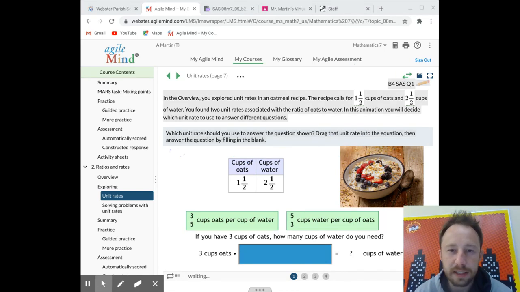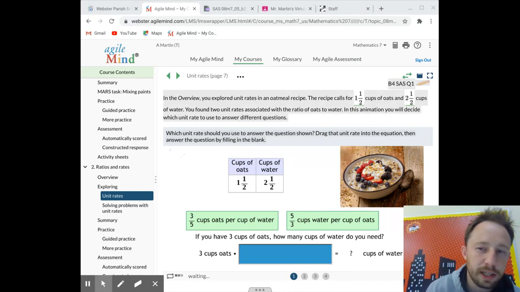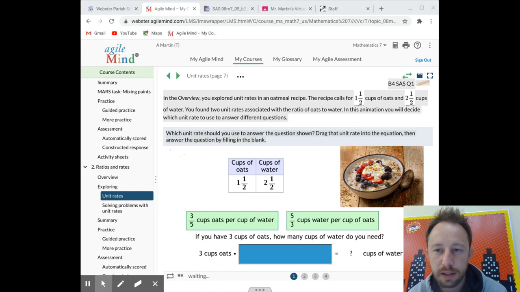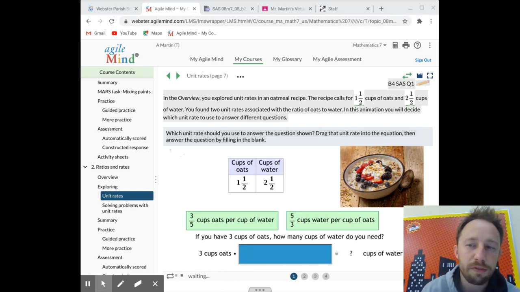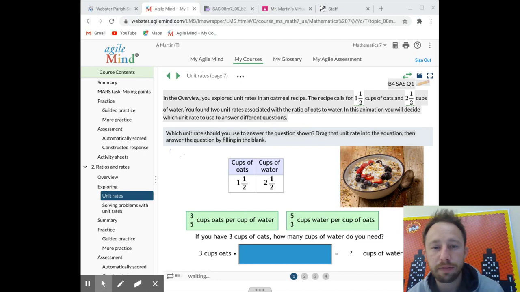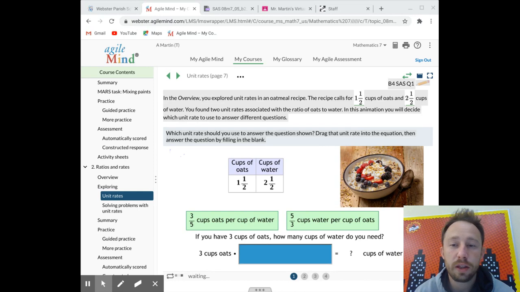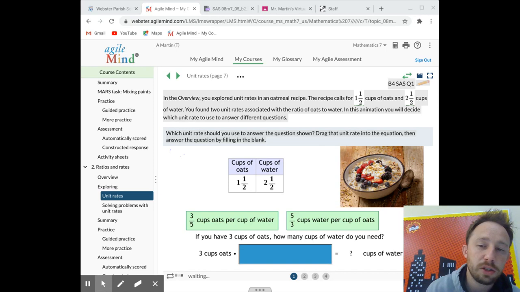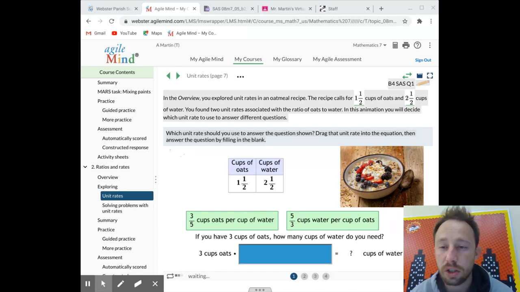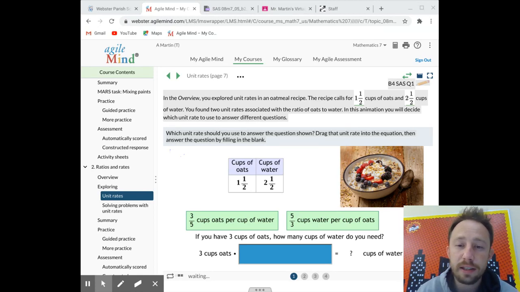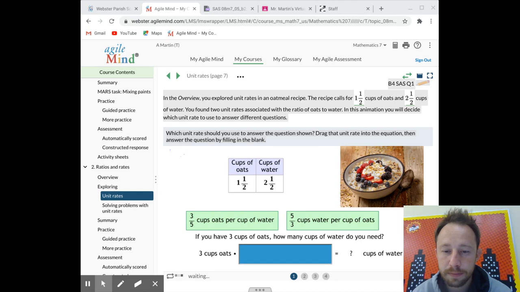So, in the overview, you explored unit rates in an oatmeal recipe. The recipe calls for 1.5 cups of oats and 2.5 cups of water. You found 2 unit rates associated with the ratio of oats to water. In this animation, you will decide which unit rate to use to answer different questions. Which unit rate should you use to answer the question shown? Drag the unit rate into the equation, then answer the question by filling the blank.